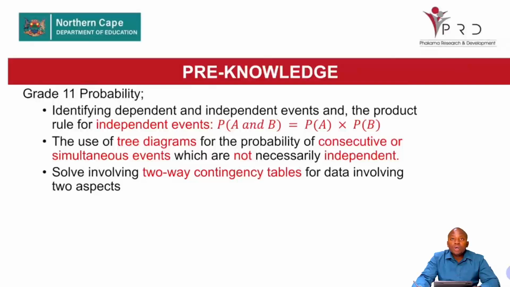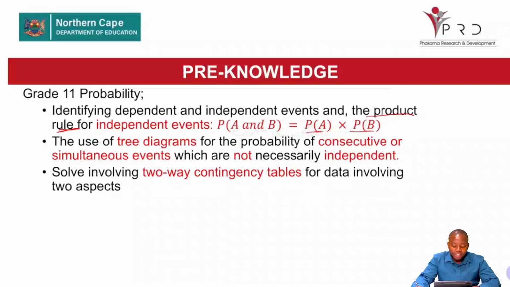Now, this is what we have covered last year. Coming to this lesson, you are supposed to remember and know the following. Number one, you must be able to identify dependent and independent events, and use the product rule for independent events. When events are independent, the product rule applies, where the probability of event A and event B occurring is equal to the probability of event A multiplied by the probability of event B.